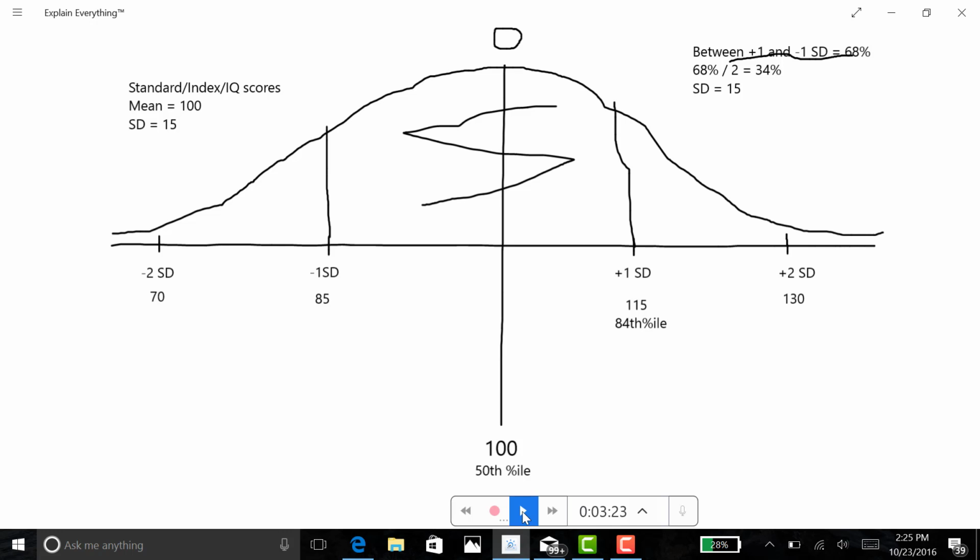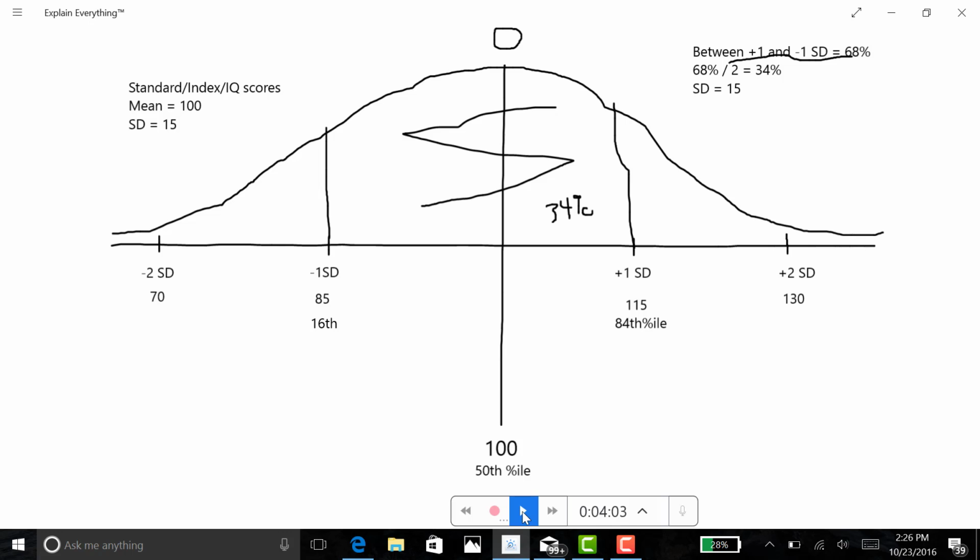Although not indicated on this chart, 3 standard deviations above the mean would be a standard score of 145, that is 100 plus 45, and 3 standard deviations below the mean would be 55. A very small percent of the population would score at this range. And as we indicated before, 68% of the student scores will fall between +1 and -1 standard deviations, which we now know would be between the standard scores of 85 and 115.